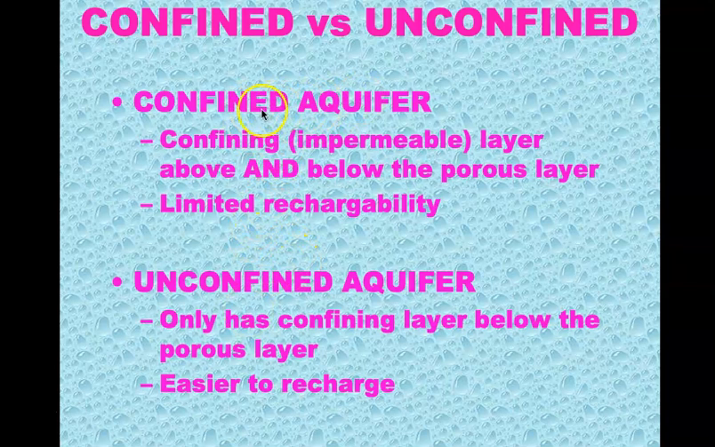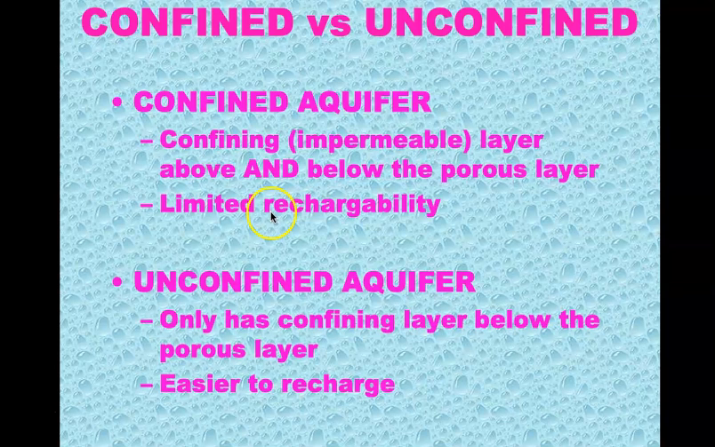The confined aquifer has a top and a bottom. It has a lid on it, as I said. The unconfined aquifer is just open to the surface, if you would. It's like having an open trash can that can collect rainwater, or a trash can with a lid on it that's not going to let water get in. All right.